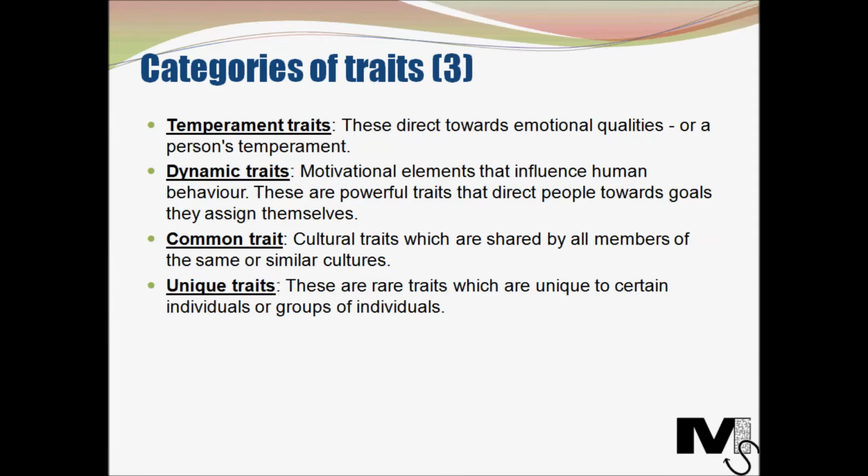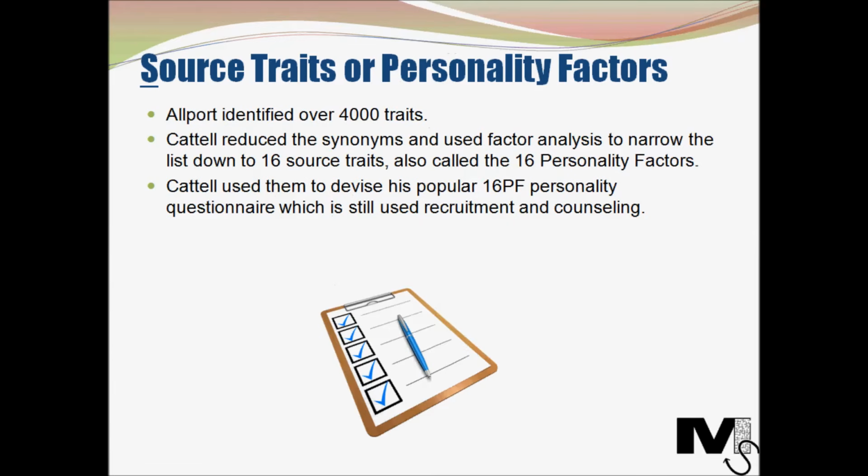Common traits. These are cultural traits which are shared by all members of the same or a similar culture, but can be to varying degrees. Hence, it's common amongst all of those people. And unique traits. These are rare traits which are unique to certain individuals or groups of individuals and aren't commonly found in other people. As promised, let's delve deeper into source traits. Now, we've looked at Allport's trait theory in this channel and understand that Allport identified over 4,000 traits.